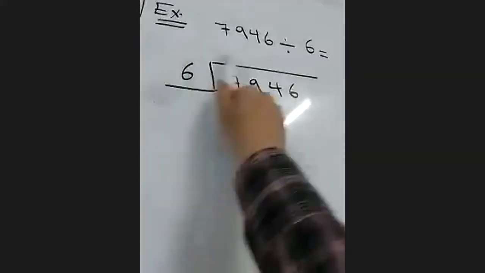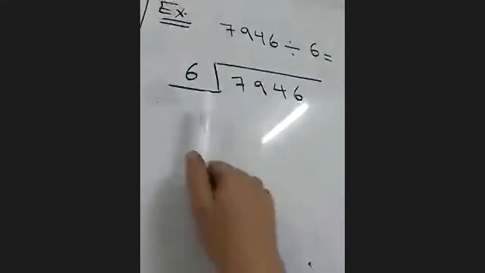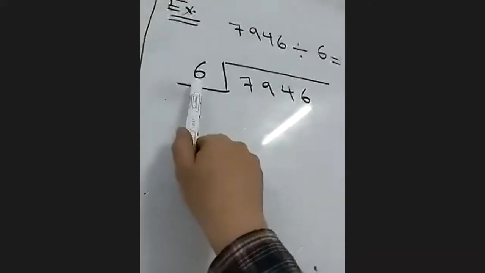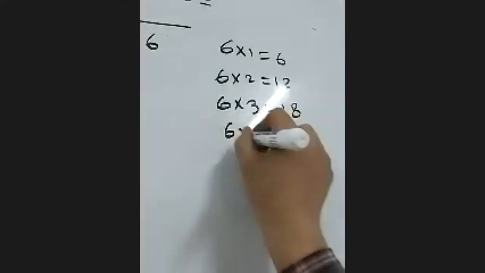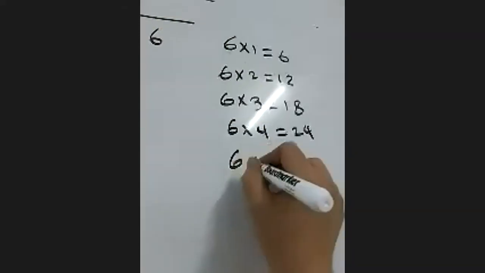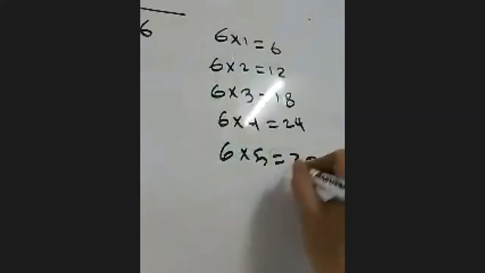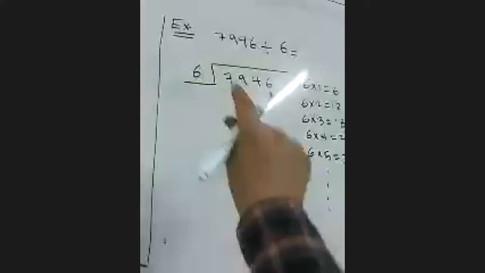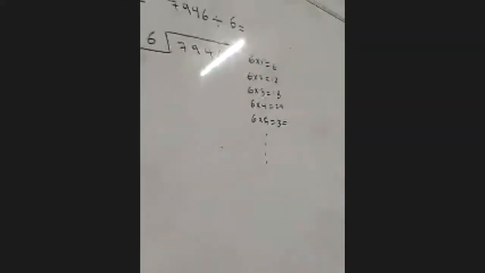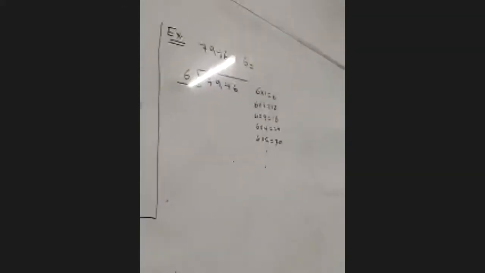Now to divide this very well, guys, you need to be good in the timetable of 6. We know the timetable: 6 by 2 is 12, 6 by 3 is 18, 6 by 4 is 24, 6 by 5 is 30, and so on. You know the timetable of 6. We will use it in division by 6. Now let's make the steps of the division, guys.